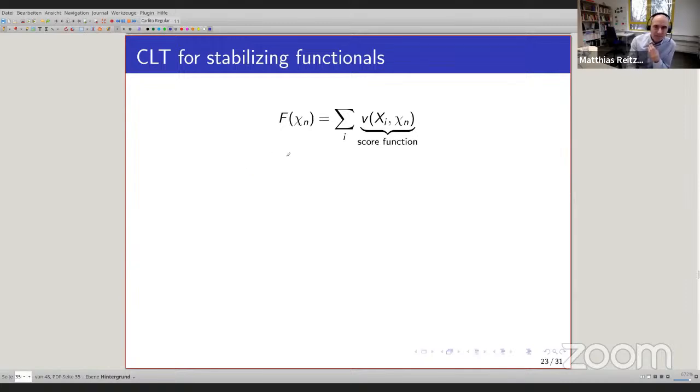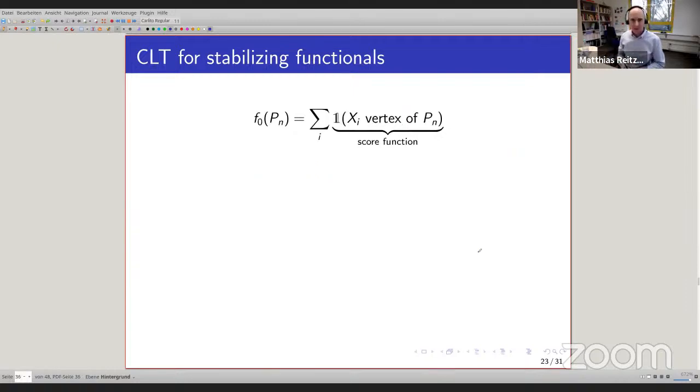So you have F, a function, where chi n always stands for x1 up to xn. And you say that this function is just a sum, where for each of the xi's you check whether it contributes to F or not. The contribution clearly depends on the position of xi with respect to all other points, and this is what they call the score function. In our case, if we are interested in the number of vertices, then the score function is just checking whether xi is a vertex with respect to all other points. Clearly, this depends on the position of all other points. So this would be the score function here.